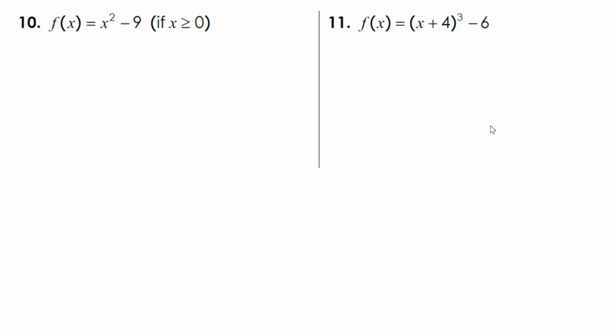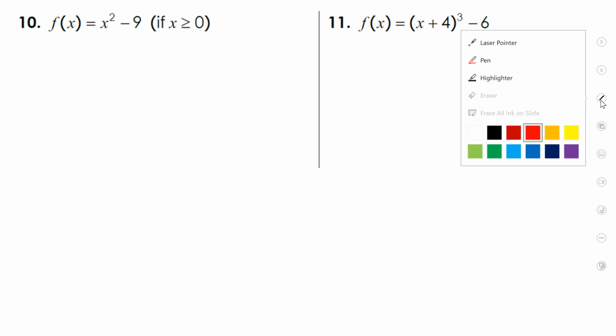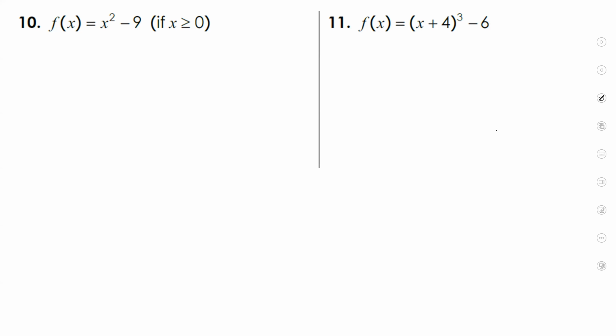Okay, so now we're going to do the inverse. These aren't linear equations anymore. Now I have a quadratic. So the process is still the same. I'm going to think of this as a y, and you switch them. So I'm going to switch x and switch y. Everything else in the equation stays the same.